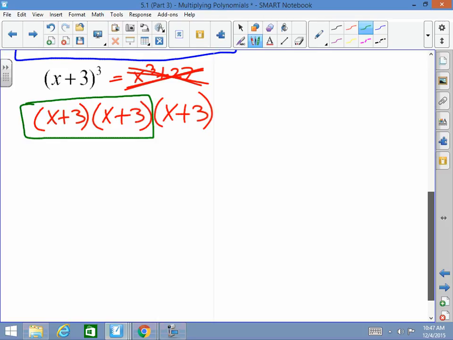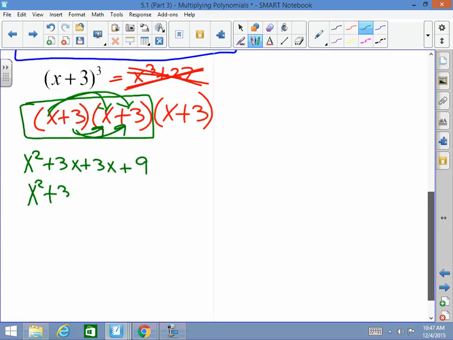Okay? So this is x times x, which is x squared. X times 3, which is 3x. 3 times x, which is 3x. 3 times 3, which is 9. So this is x squared plus 6x plus 9.